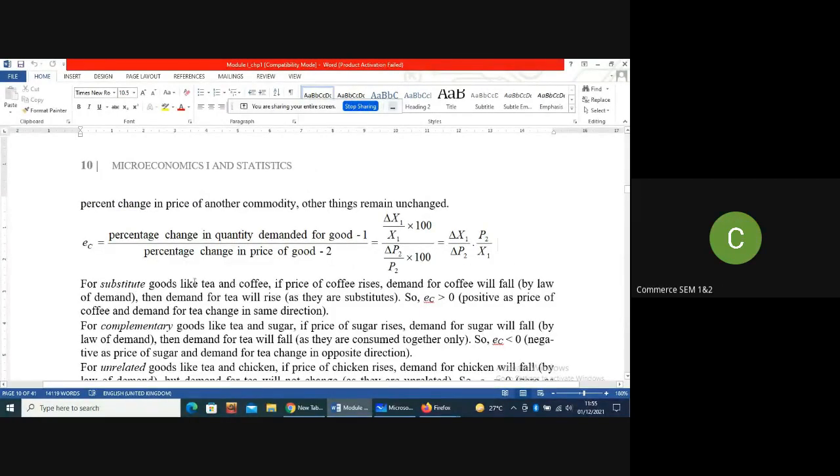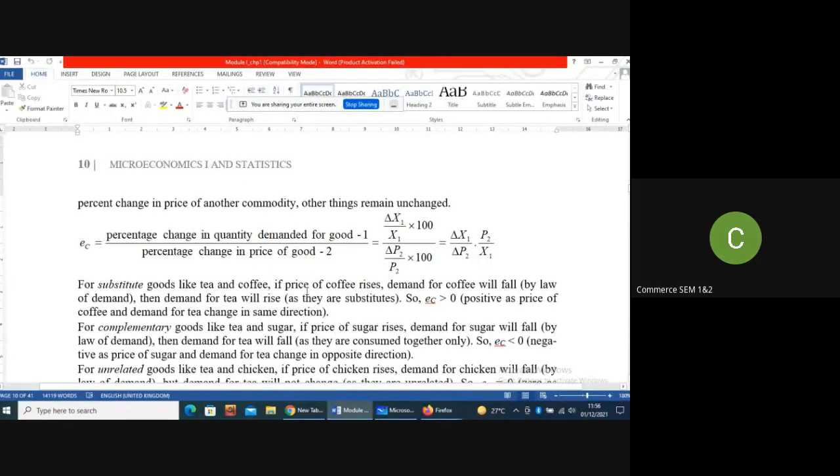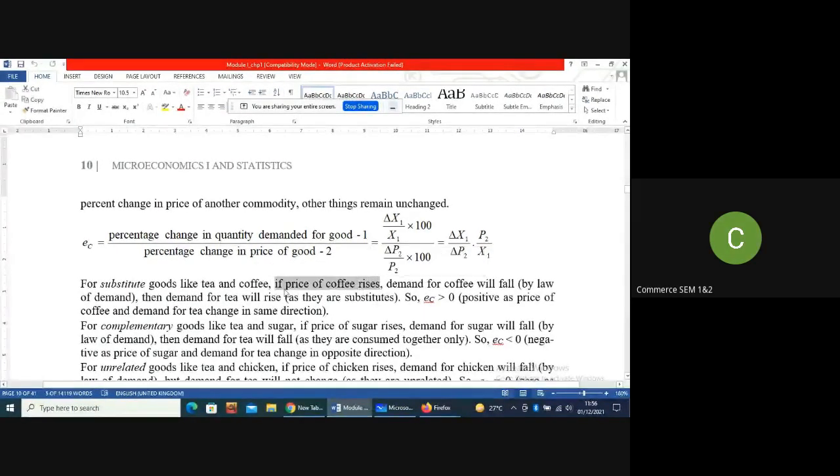Now if the two commodities are tea and coffee, which are substitutes to each other, so if price of coffee rises, what will happen to the demand for coffee? Demand for coffee will fall, right? So as demand for coffee decreases, demand for tea will rise. So these two are substitute goods. So on one hand, your coffee price is rising, so demand for tea is also rising. So both numerator and denominator are positive. So cross price elasticity will also be positive.